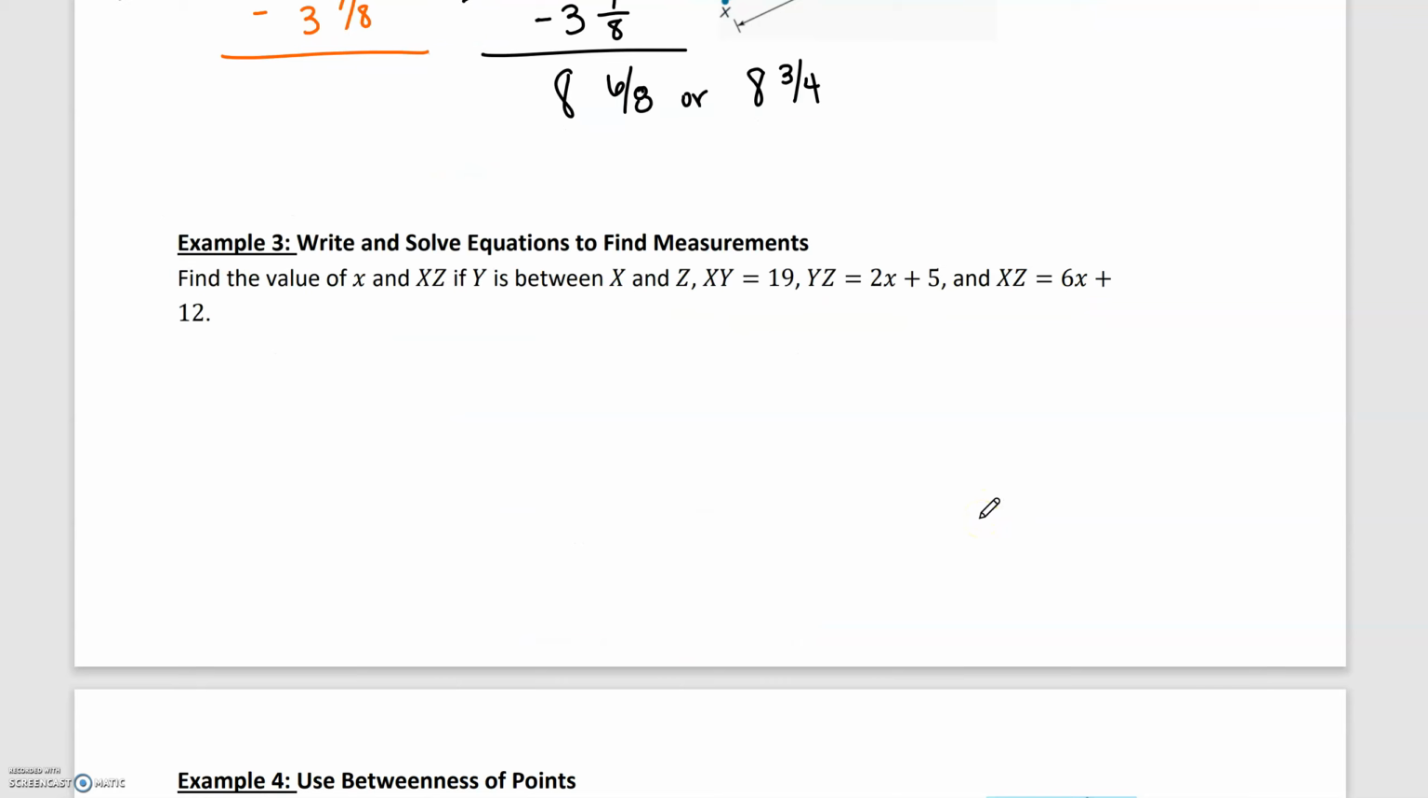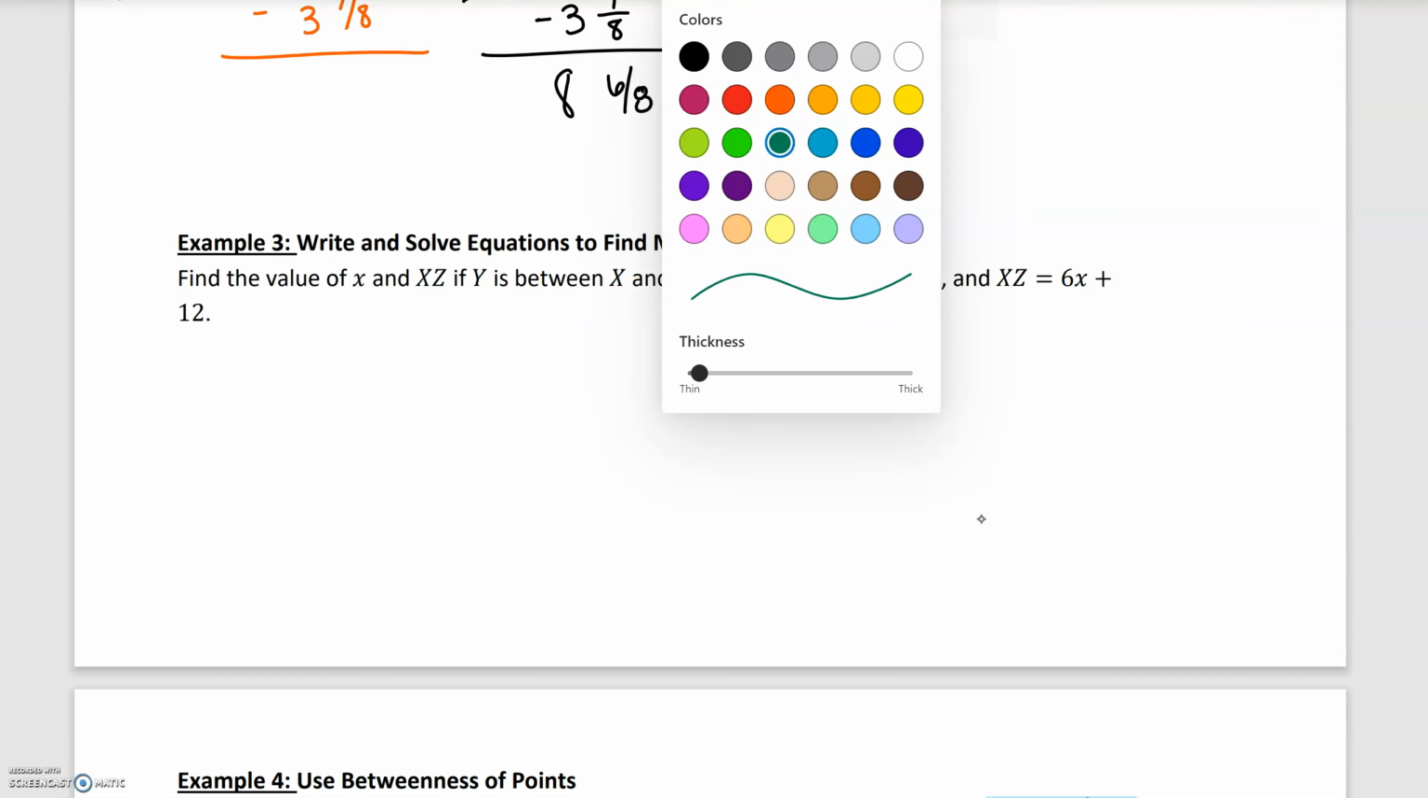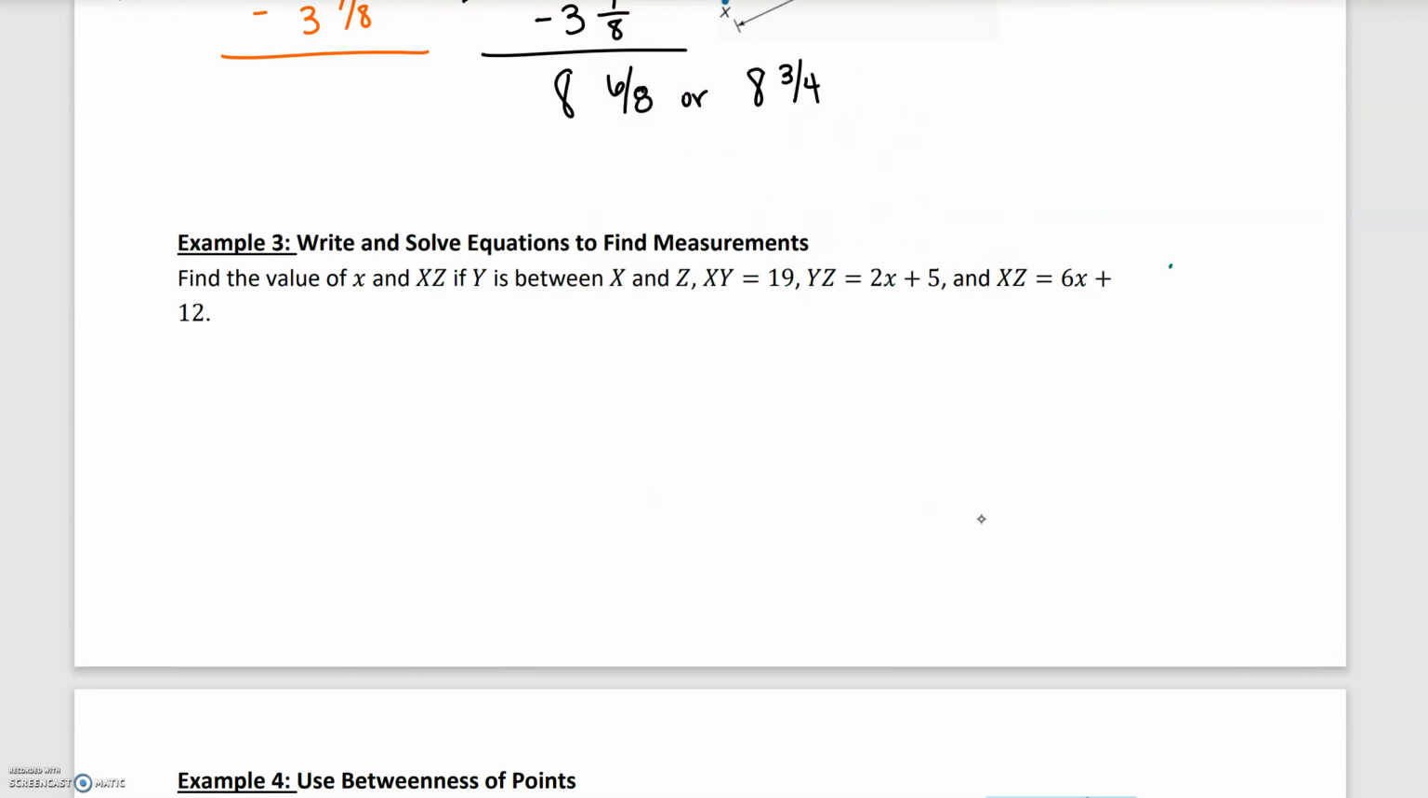This next example is actually super similar to the examples up above. We just don't have our picture. And so it's kind of hard to tell what all of this means up here in the directions when we really don't have a picture to guide us. So we need to draw a picture, and so we are going to draw a segment. And in order to find the value of x and XY, we need to draw this picture right here, which is Y is between X and Z.